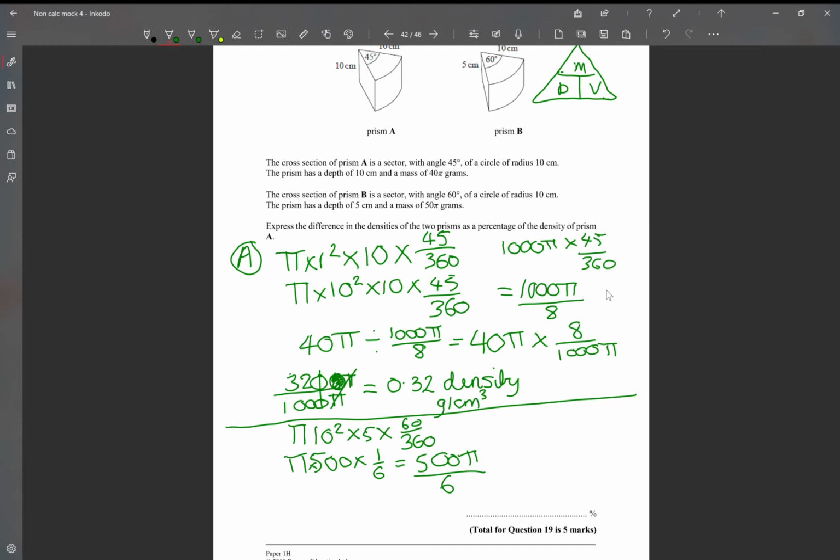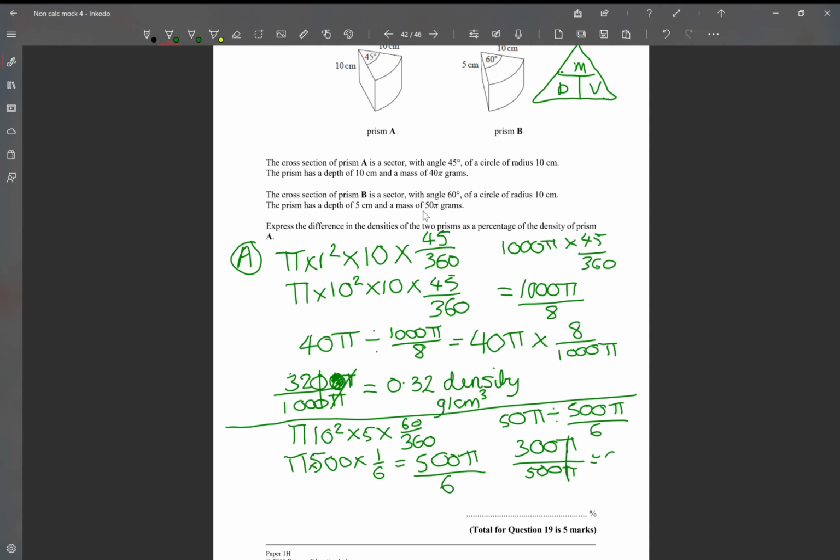And now to find the density. So it's going to be the density of the second one. The mass of the second one is 50. So again, we do 50 pi divided by 500 pi over 6. And again, we twist it round, so you end up doing 50 pi times 6. So that's going to be 300 pi divided by 500 pi. They cancel down, so that's 3 over 5.